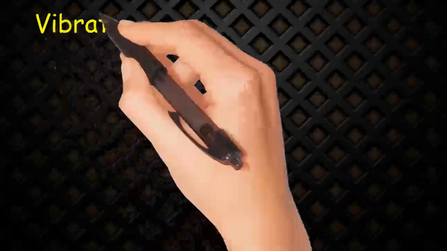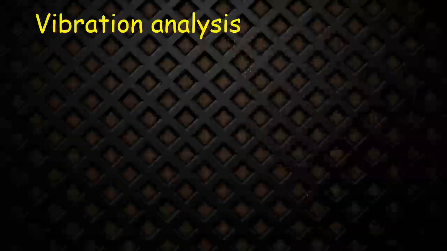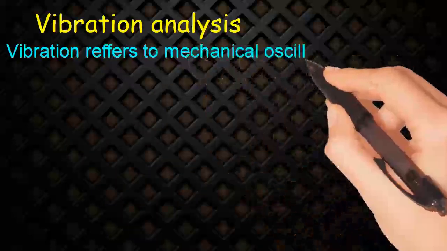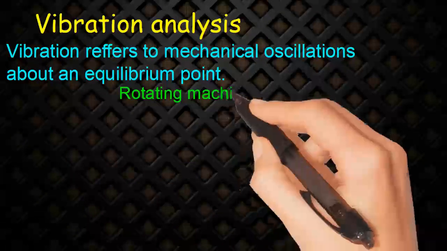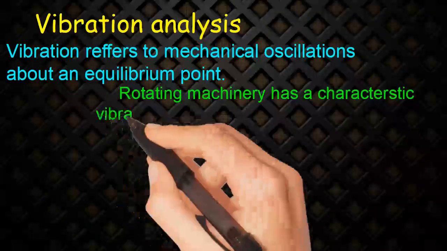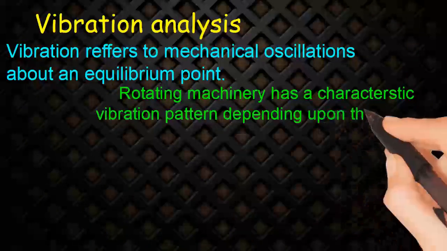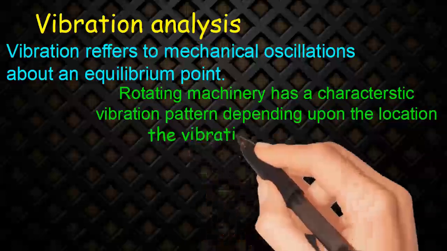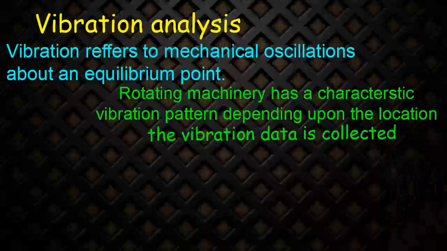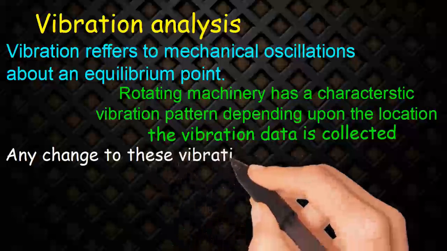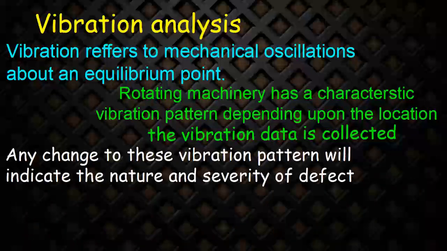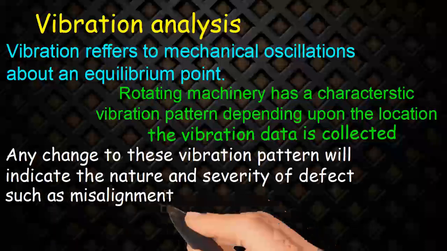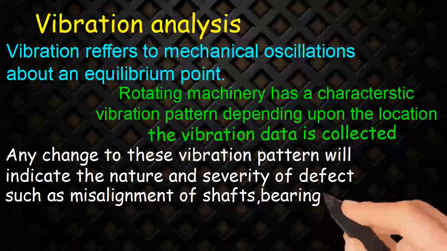Vibration analysis. Vibration refers to mechanical oscillations about an equilibrium point. Rotating machinery has a characteristic vibration pattern depending upon the location. The vibration data is collected. Any change to these vibration patterns will indicate the nature and severity of defect, such as misalignment of shafts, bearing and footing, etc.